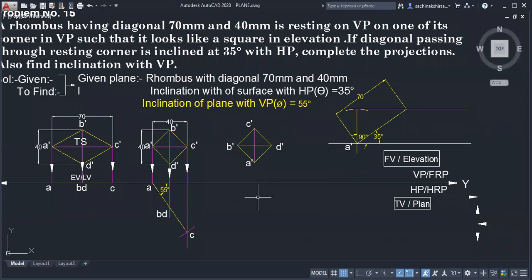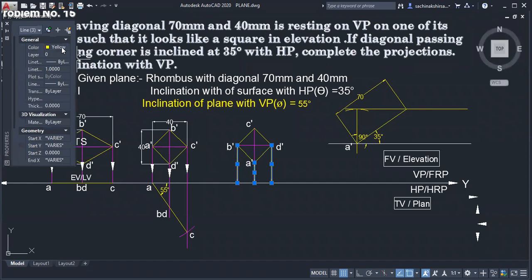After that, what do we have to do? Projection line. Draw the projection line vertically downward.